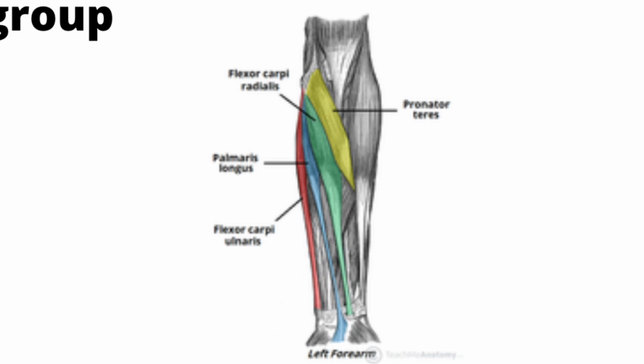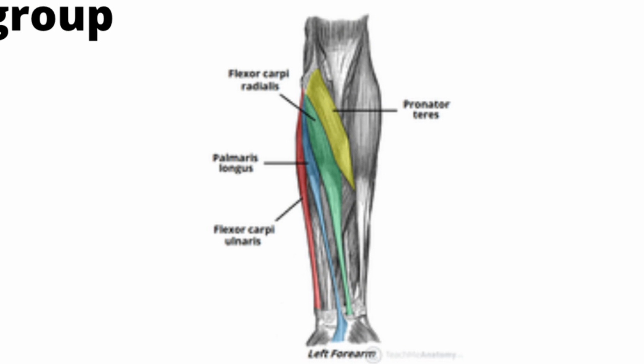Origin: medial epicondyle of the humerus. Insertion: base of the second and third metacarpals. Functions: flexes and abducts the wrist. Innervation: median nerve. Palmaris longus, flexor carpi ulnaris.